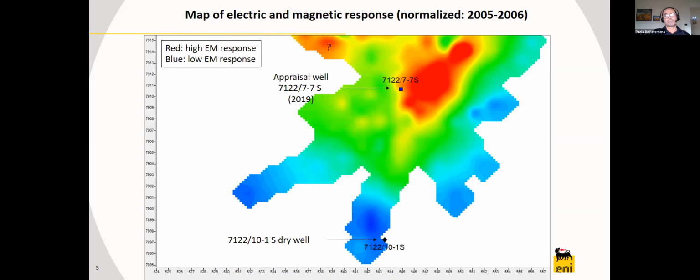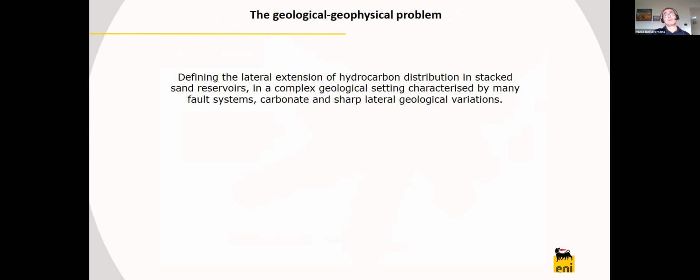So this is the geophysical problem that we had in the exploration area. It was an area in the Barents Sea, offshore Norway. We wanted to define the lateral extension of hydrocarbon distribution in 2 stacked sand reservoirs in a complex geological setting with many faults, and there was also a carbonate platform below the reservoirs, complicating the electromagnetic response. So it was a very difficult interpretation problem from an electromagnetic point of view.